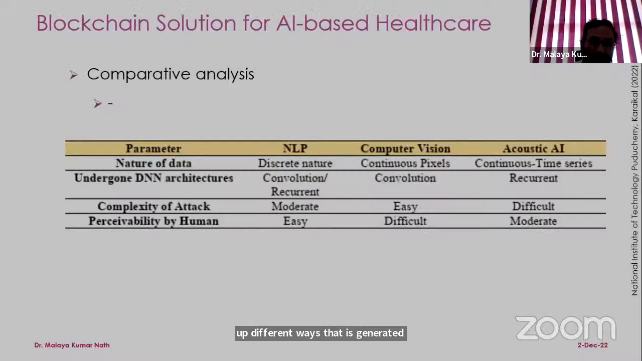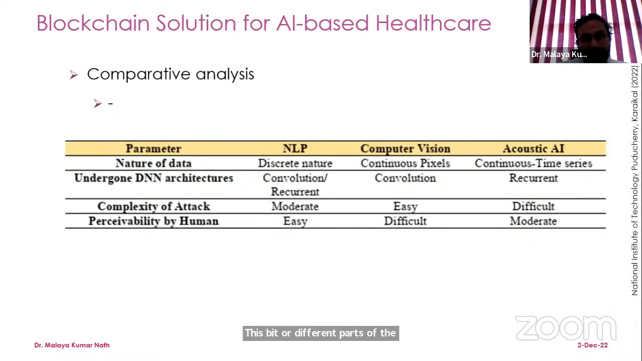So if we look into these different types of attacks in NLP, computer vision, or acoustics, the nature of the data we are using differs. In case of NLP, it is discrete in nature. In case of computer vision, it is pixels. In case of acoustics, it is nothing but time series data.